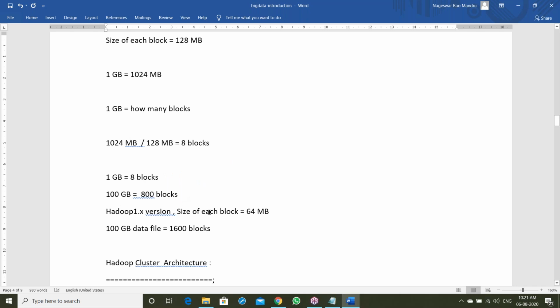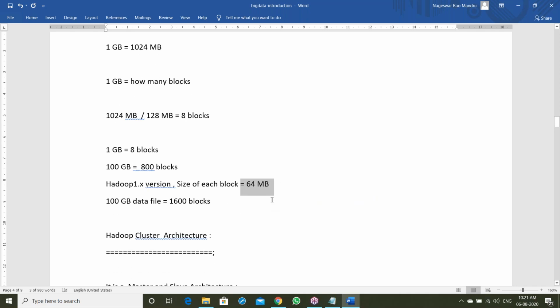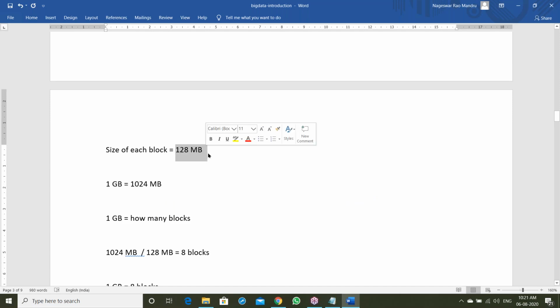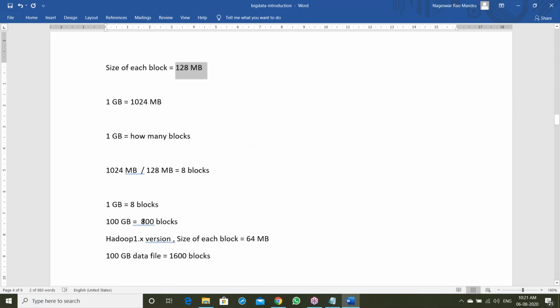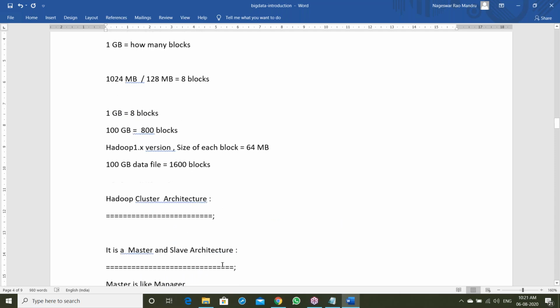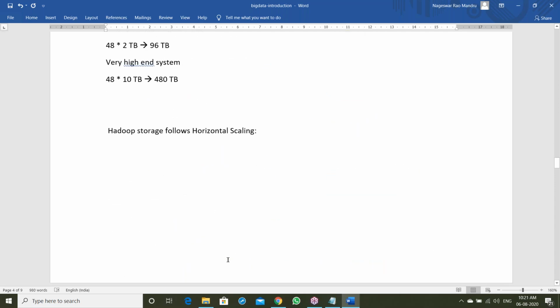Suppose in 1.x each block is 64 MB. In that case, if it is 128 MB, it's 800 blocks. For 64 MB, how many here? 1600 blocks. That's it here. Okay, so like this. Now storage in this.